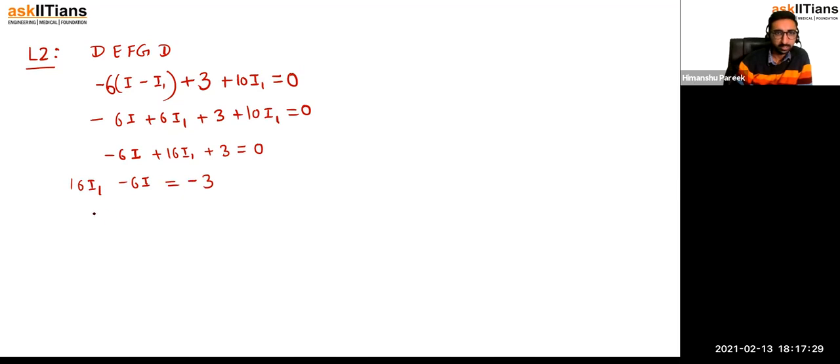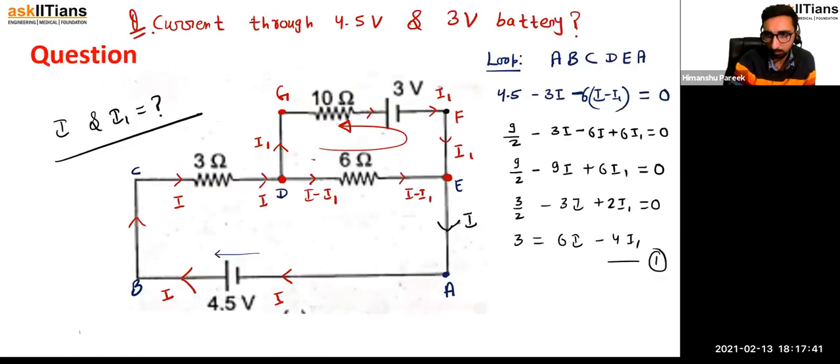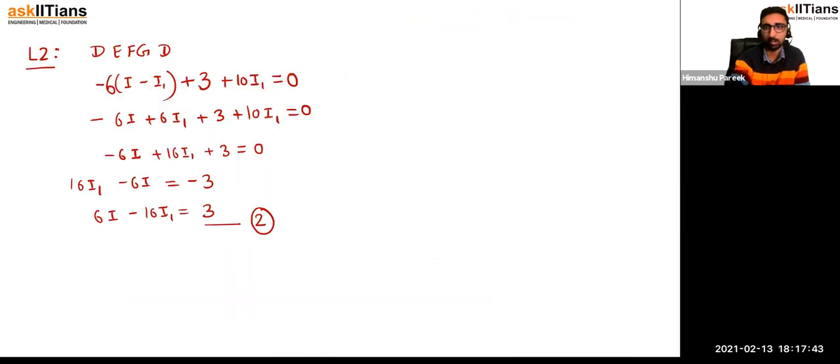Or you can write it in a better way: 6I minus 16I1 is equal to plus 3. That is equation number 2. And if you look at equation number 1, it was 6I minus 4I1 equal to 3. So 6I minus 4I1 equal to 3. That was equation number 1.